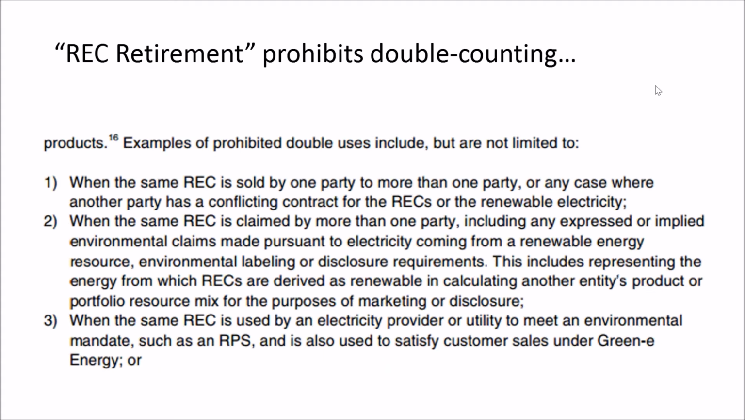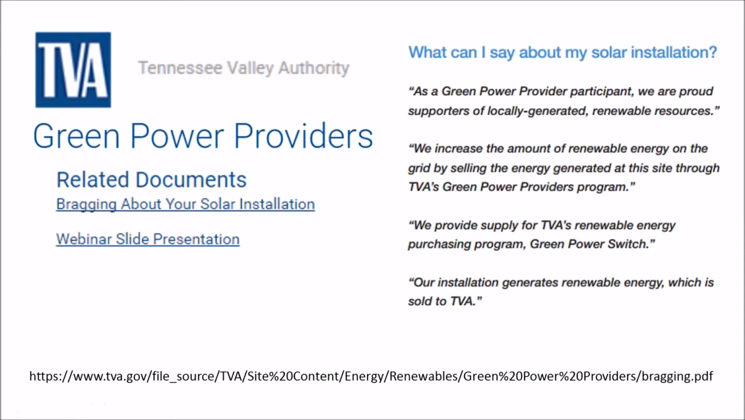Or when the REC is used by an electric provider to meet an environmental mandate and also used to satisfy customer sales. And that's when we get into community solar programs, where we'll see that there's a lot of blurred lines that would not cut the mustard if subject to well-established voluntary green energy sales tradition. The community solar programs out there are blurring these lines. And if you want to talk about best practices in community solar, you don't want to get into blurred lines. You want things to be clear as day.